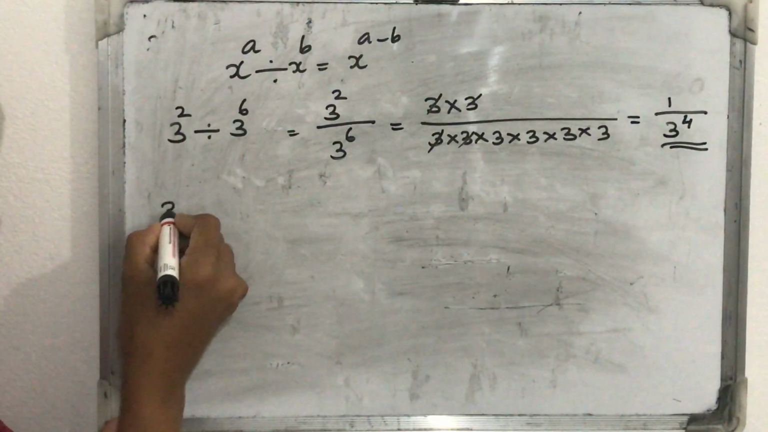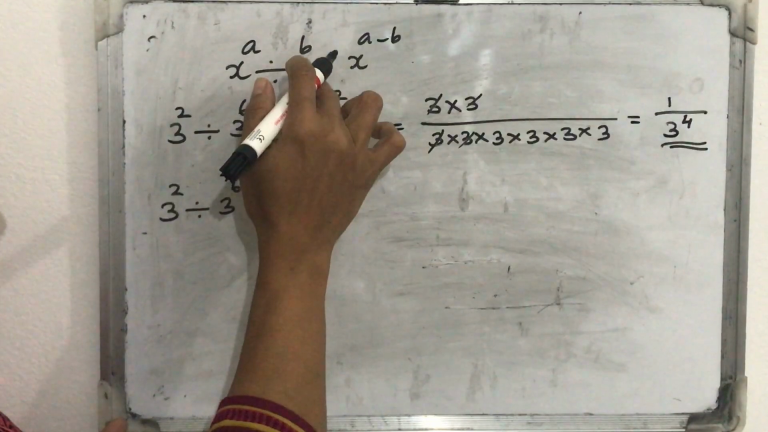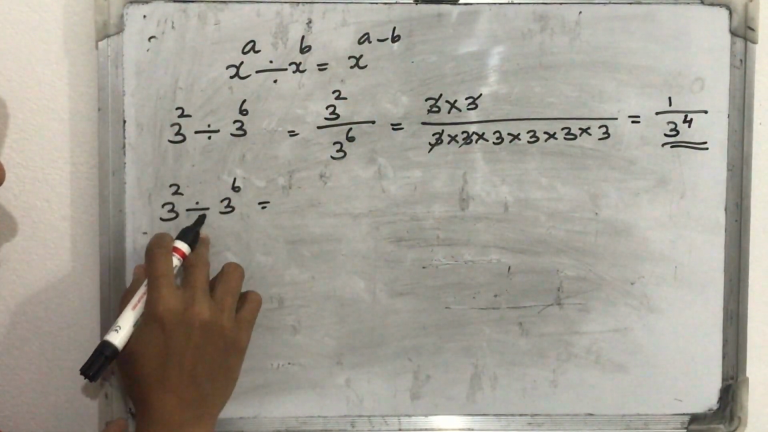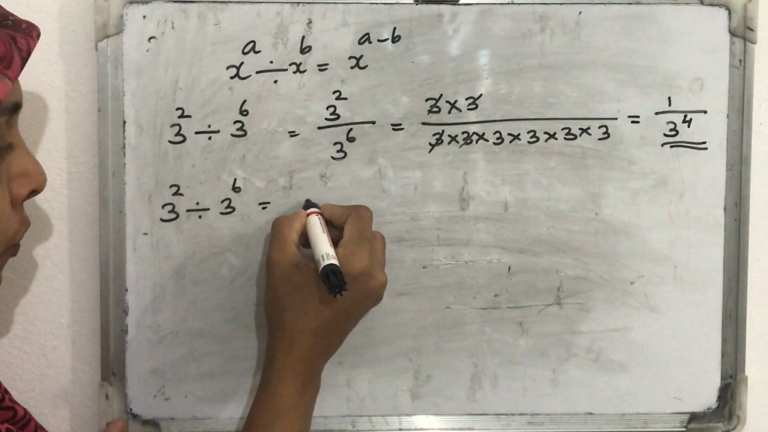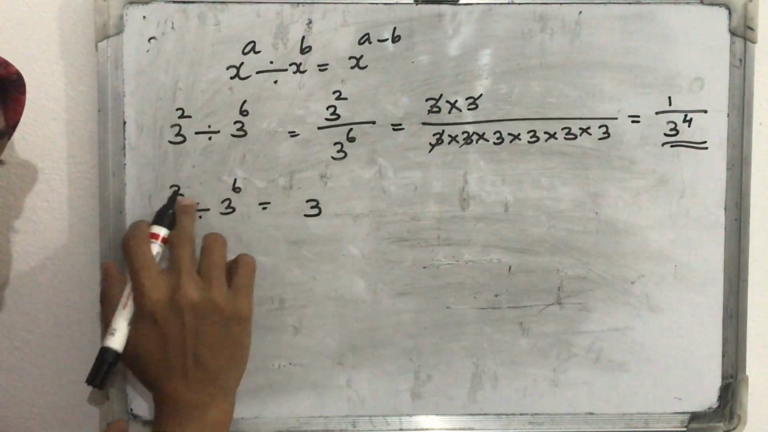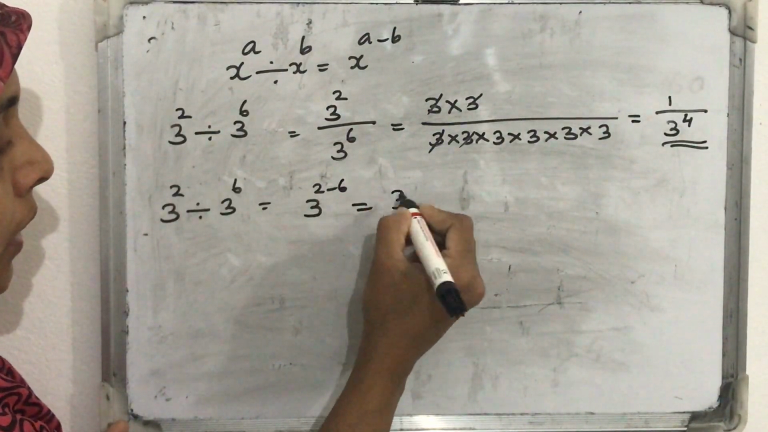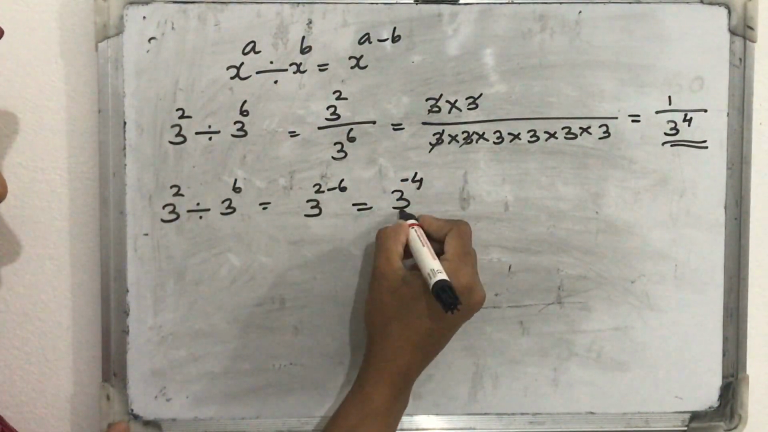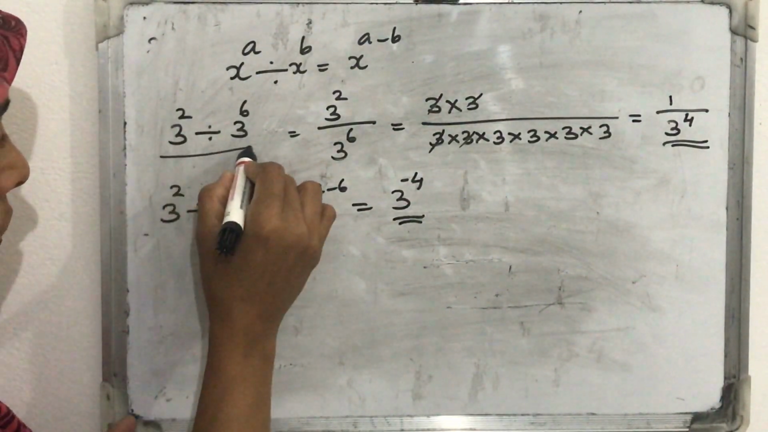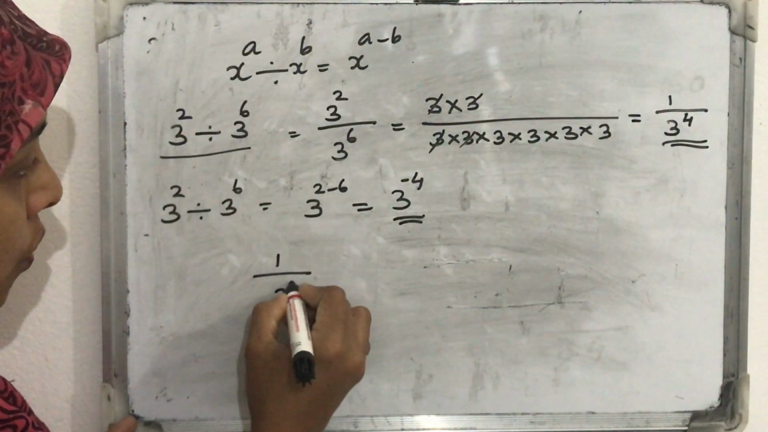Now if we use the second law of exponents for this, what will happen? 3 square divided by 3 raised to 6, using the exponents law, we can write it as 3 raised to 2 minus 6. We are subtracting. 2 minus 6 will give us 3 raised to minus 4. So for 3 square by 3 raised to 6, we got one answer as 1 by 3 raised to 4.